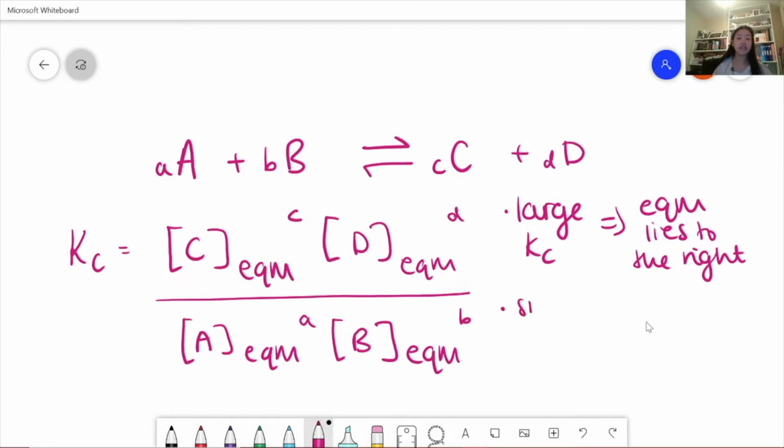So if we have a small Kc, that means that we have quite a large bottom of the fraction, and so we know that there are quite a lot of reactants. So the equilibrium lies to the left.